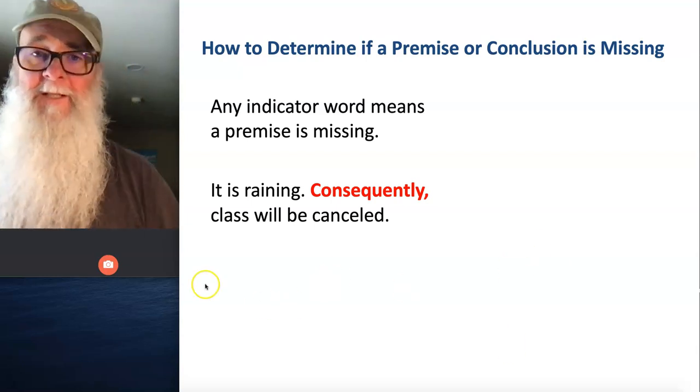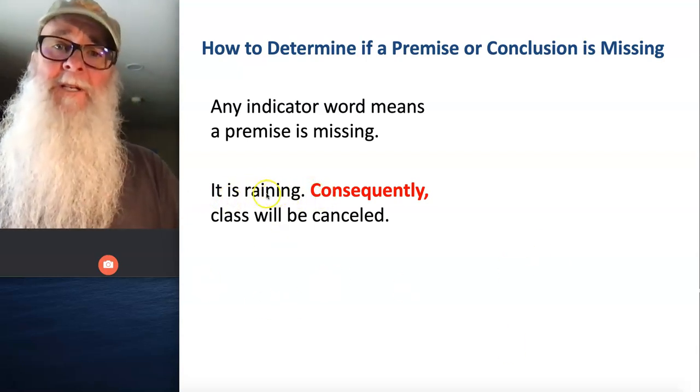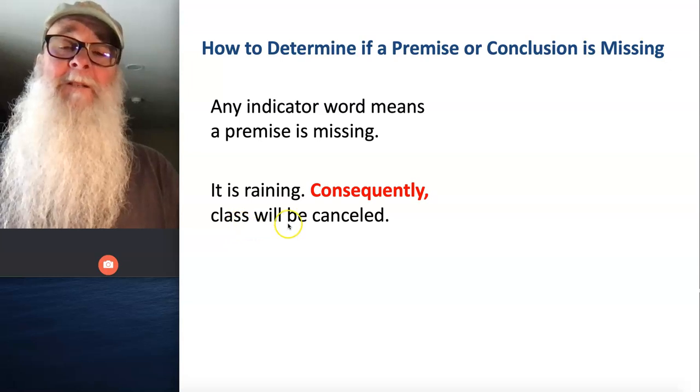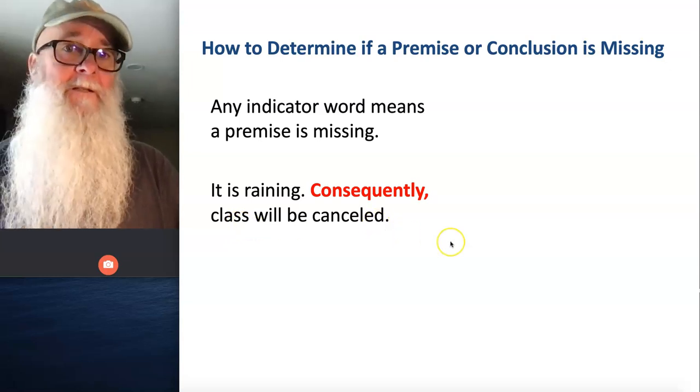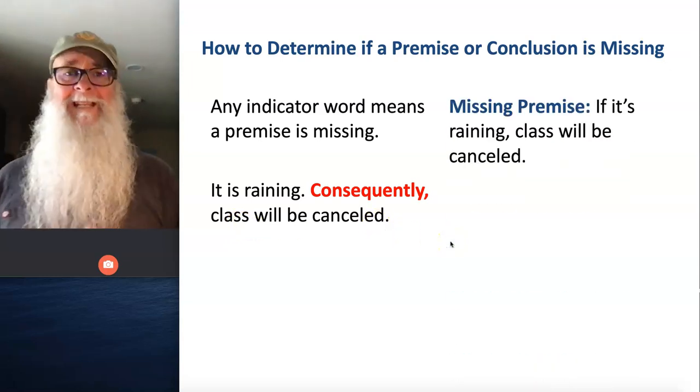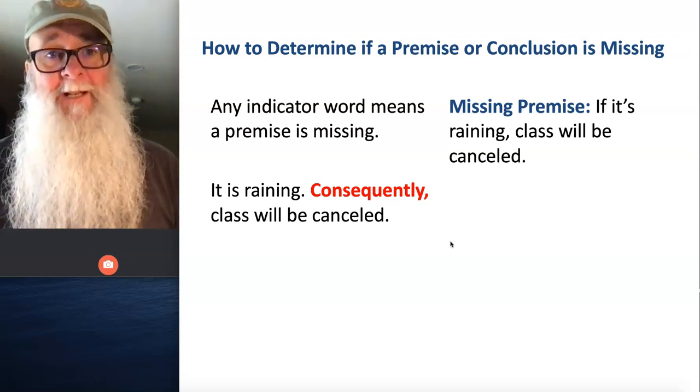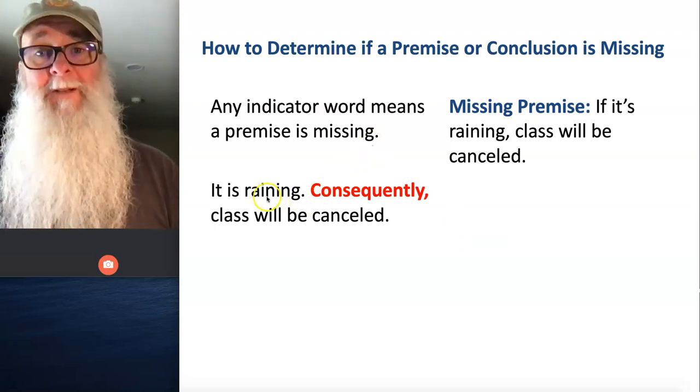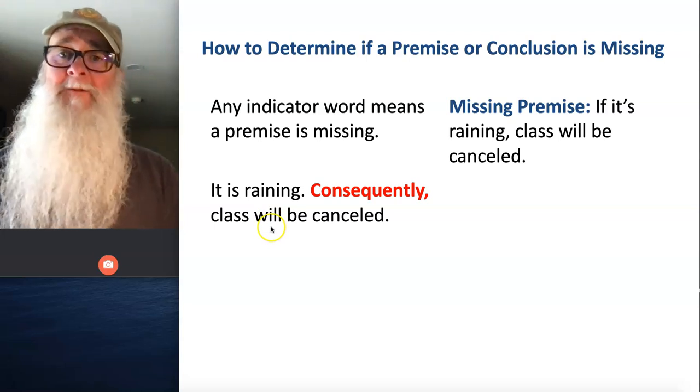I think it consequently follows that class will be canceled. Okay, so the sentence that comes before the conclusion indicator is a premise, and the statement that follows the conclusion indicator is a conclusion. Okay, in this case, the missing premise is, if it's raining, class will be canceled. This premise says it's raining, therefore it does follow from that class will be canceled.